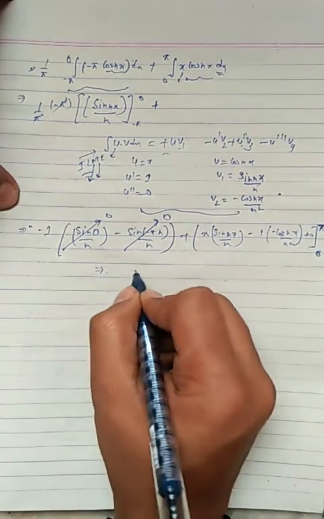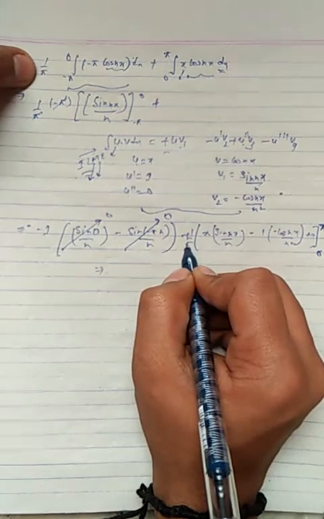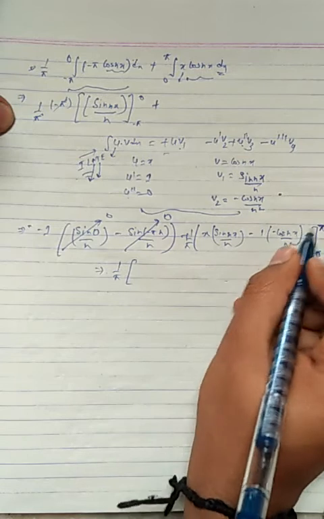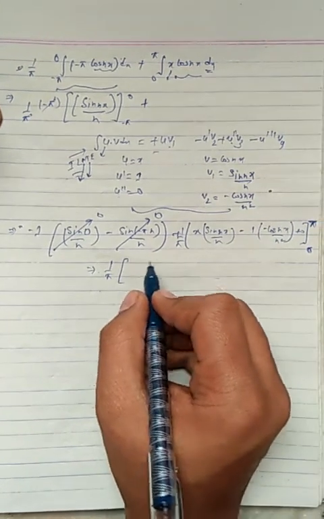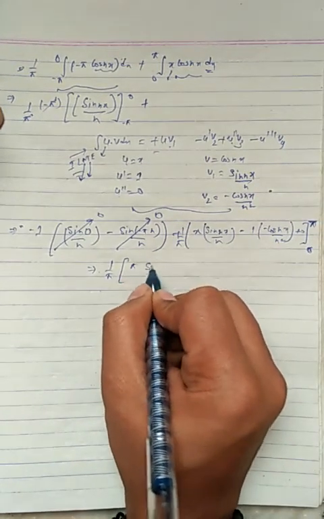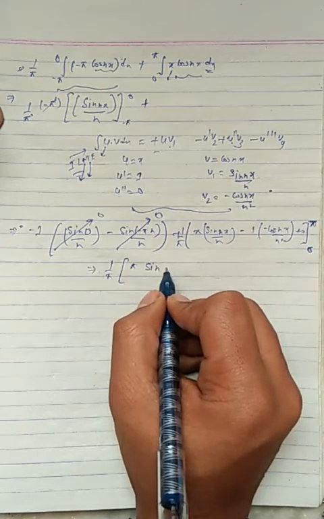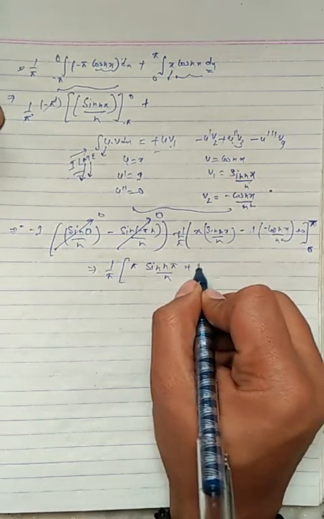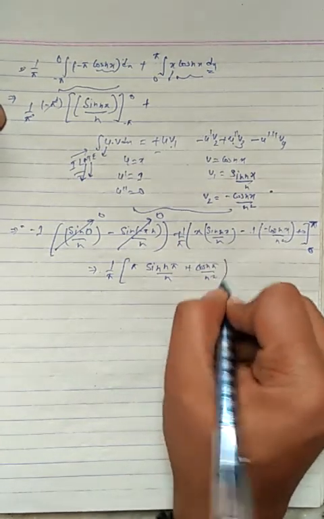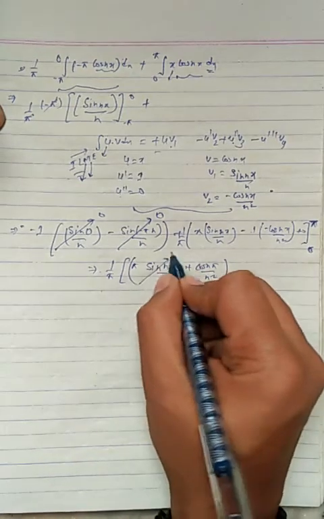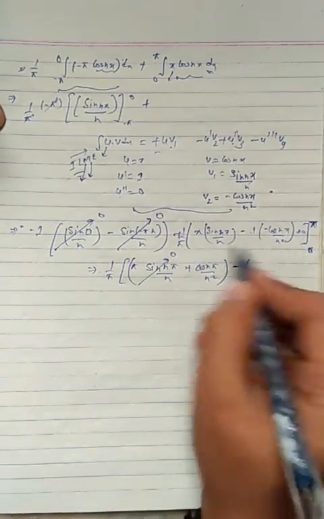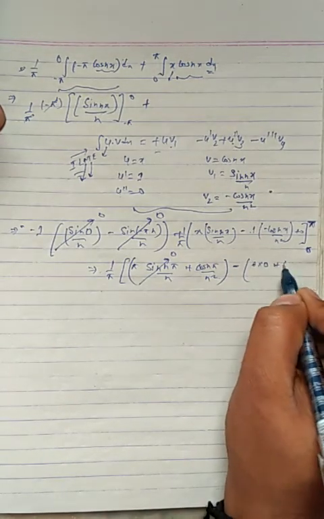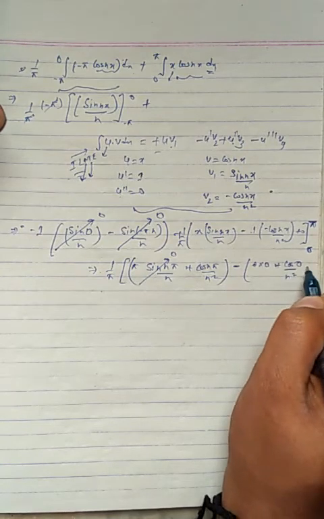Now this became 1 upon pi as it is, because here 1 upon pi was there. So 1 upon pi into limit applied: upper limit pi, that is pi into sine of n pi divided by n, minus plus cos of n pi divided by n square. Sine of n pi is 0, minus lower limit 0 into sine 0 is 0, minus plus cos of 0 by n square.